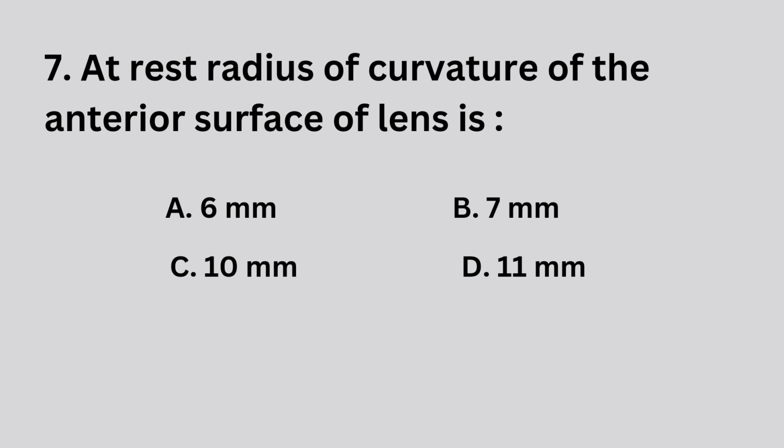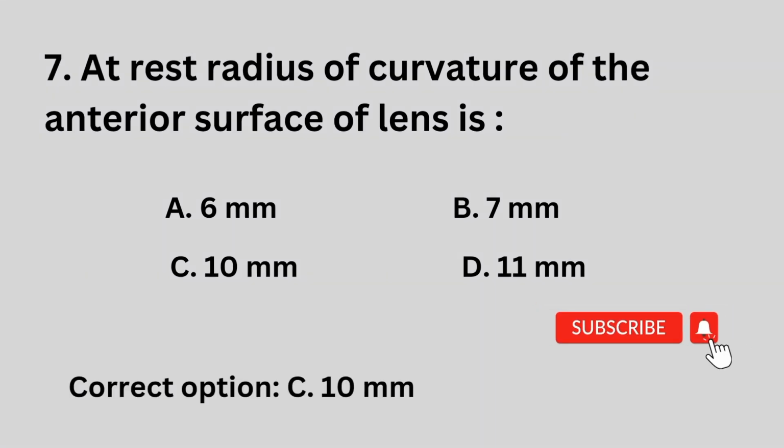Next question. At rest, radius of curvature of the anterior surface of lens is option A 6 mm, option B 7 mm, option C 10 mm, and option D 11 mm. The correct answer is option C 10 mm.